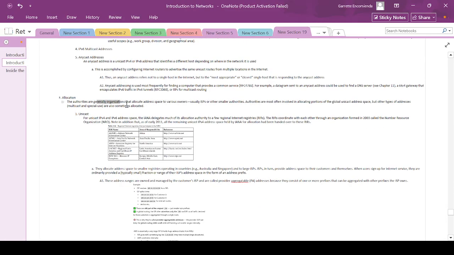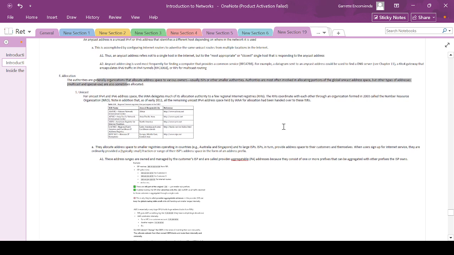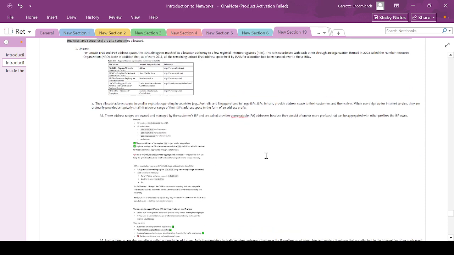Allocation. The authorities are generally organizations that allocate address space to various owners, usually ISPs or other smaller authorities. Authorities are most often involved in allocating portions of the global unicast address space. So usually they allocate unicast rather than multicast or anycast. But other types of addresses like multicast and special use are also sometimes allocated. So these authorities, such as your internet provider, usually allocate unicast.